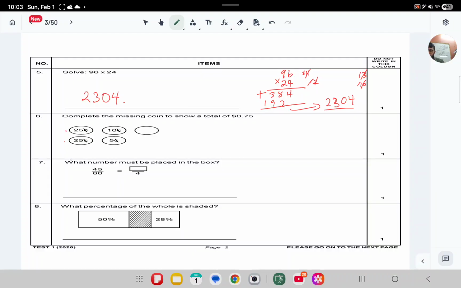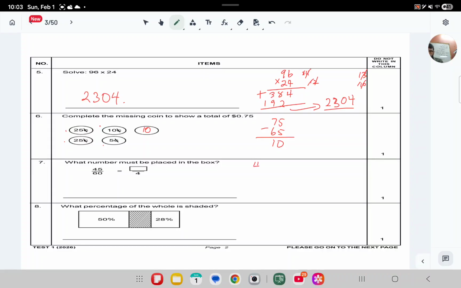Complete the missing coin to show a total of 75 cents. So 25 add 25 is 50, add 10 is 60, add 5 is 65. So 75 take away 65, and we know it's a 10-cent piece.